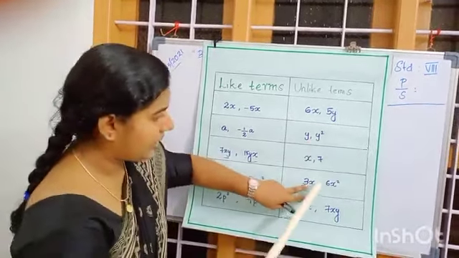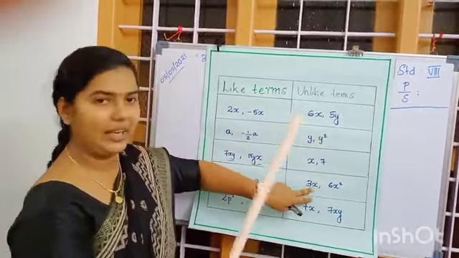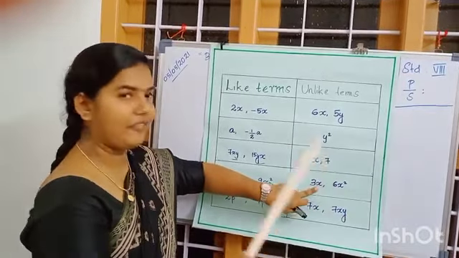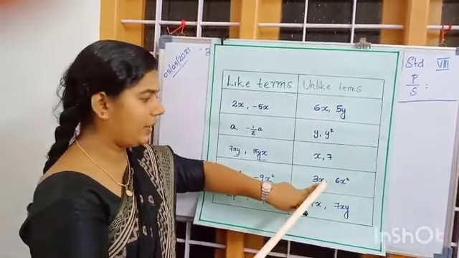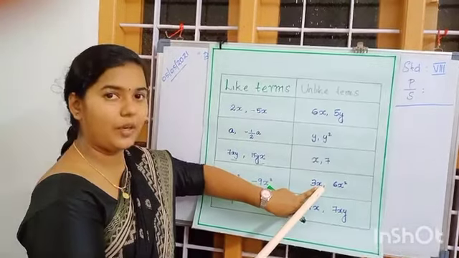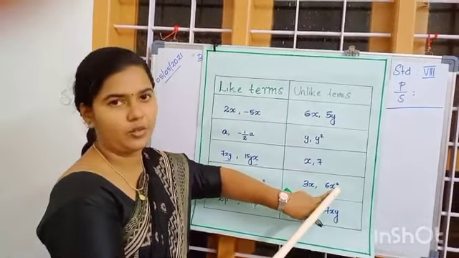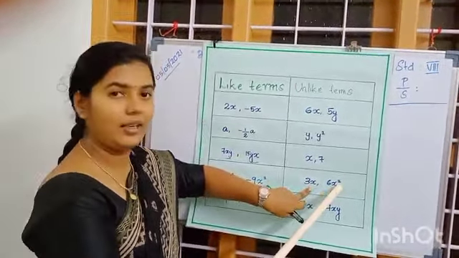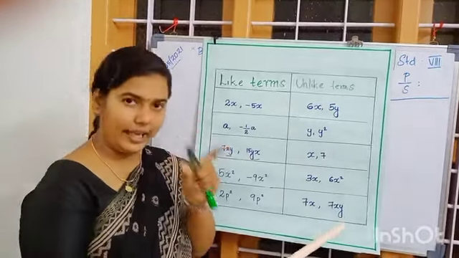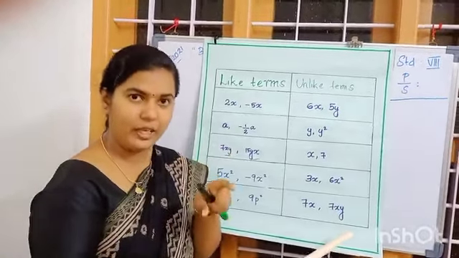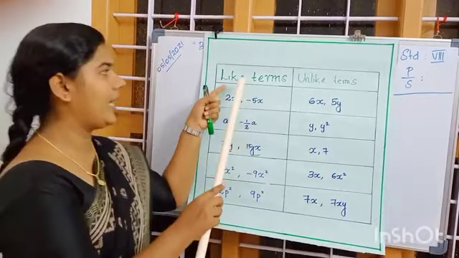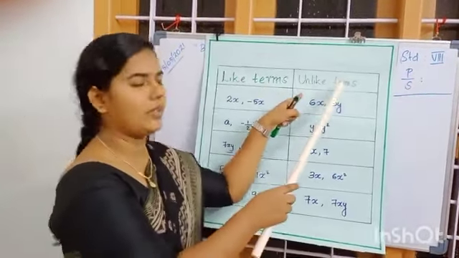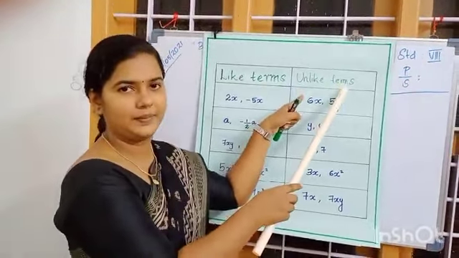Here as you can see in this example, the variable is same, right? Both of them have x as the variable, but look at the power. This is x with power 1 and this is power 2. So we cannot say that these are like terms. So a like term must have the same variable with the same power. Then only we can call it a like term, otherwise it will be unlike terms.